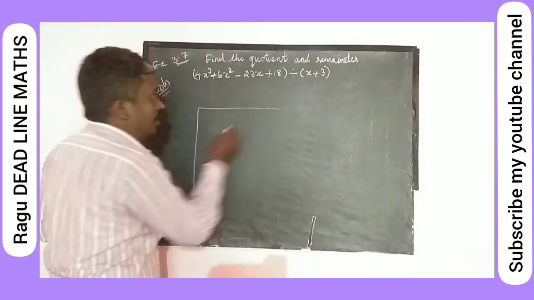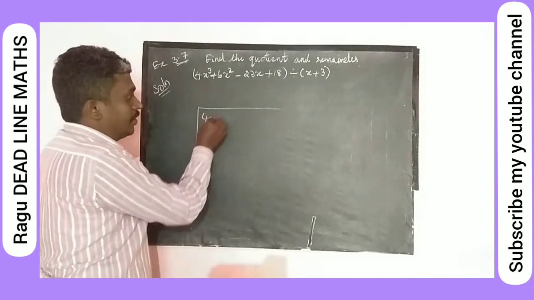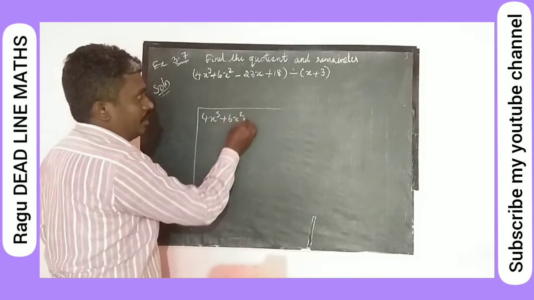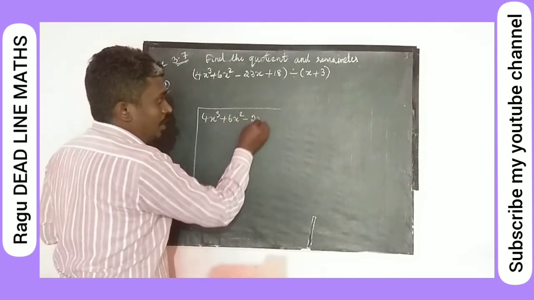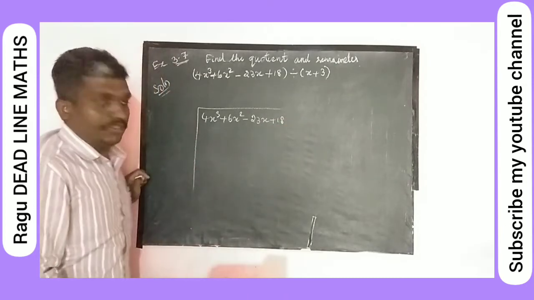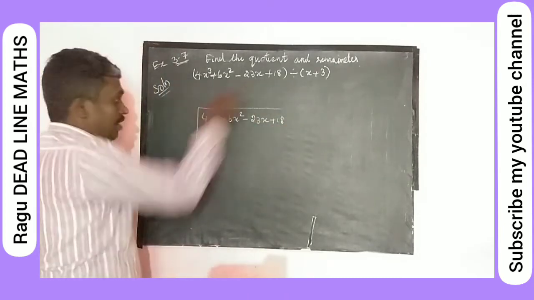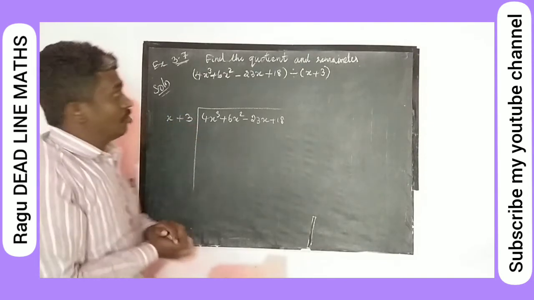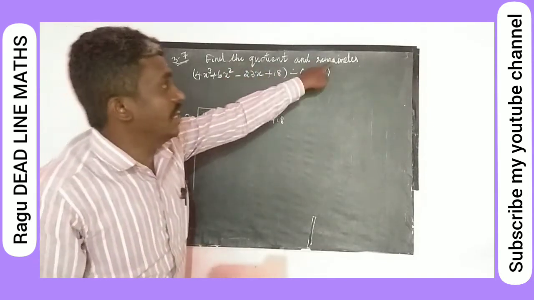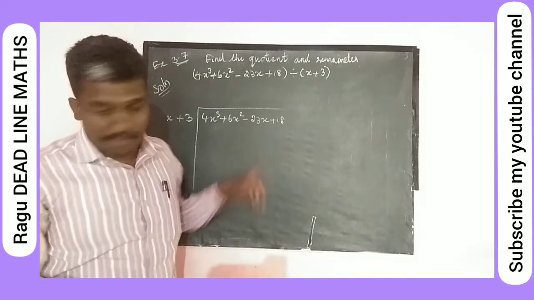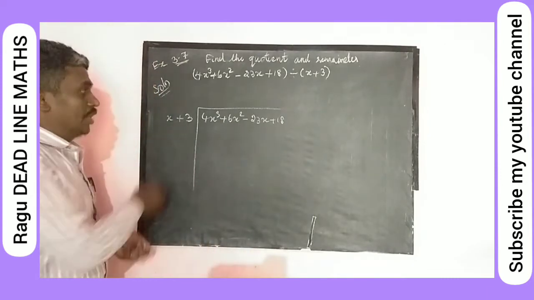The dividend is 4x power 3 plus 6x square minus 23x plus 18. The divisor is x plus 3. The question is to find the quotient and remainder. So we will go for the division.